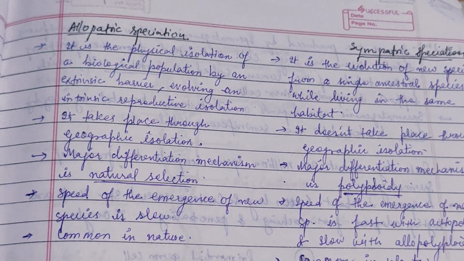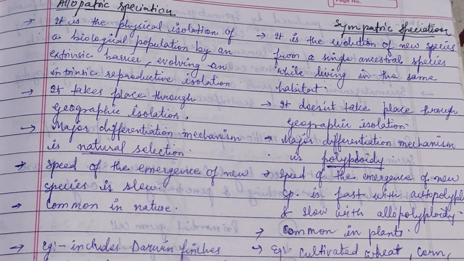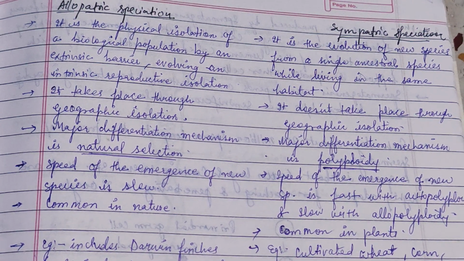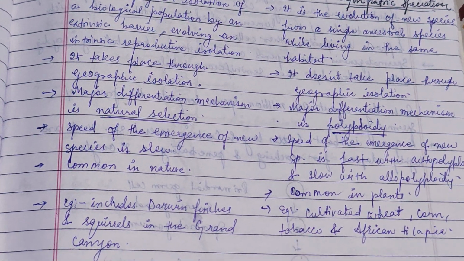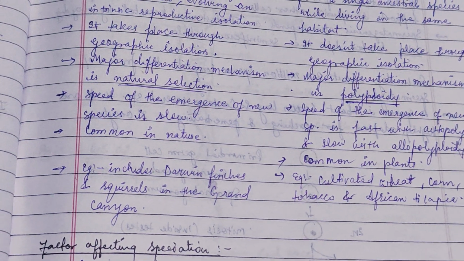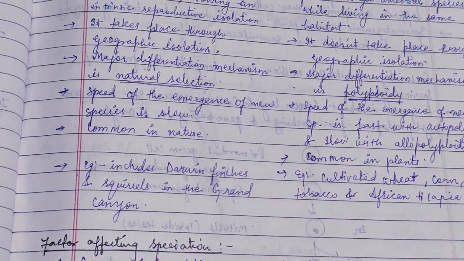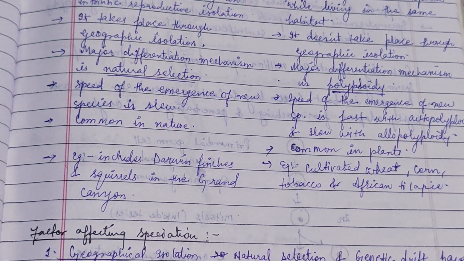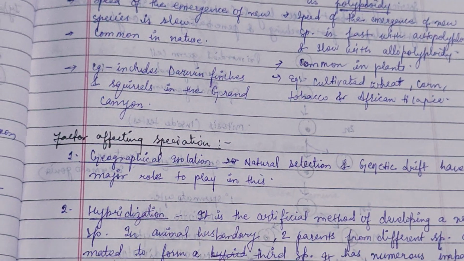Here is the difference between allopatric speciation and sympatric speciation. Allopatric speciation refers to the physical isolation of a biological population, while sympatric is the evolution of a new species from a single ancestral species while living in the same habitat. Examples of allopatric speciation include Darwin's finches and squirrels in the Grand Canyon. Examples of sympatric speciation are cultivated wheat, corn, tobacco, and African tilapia.